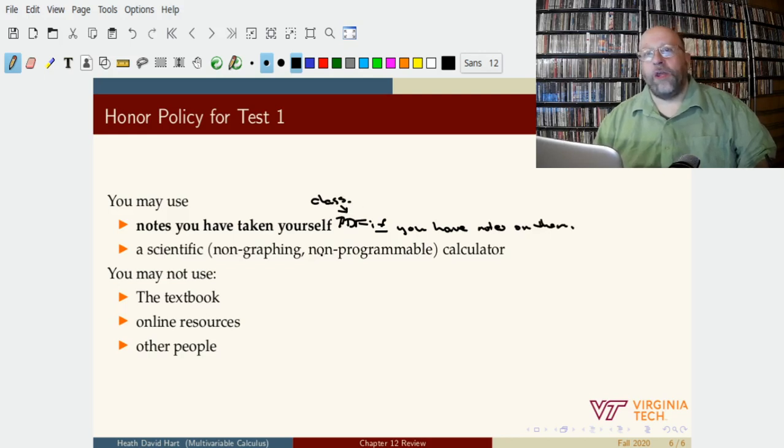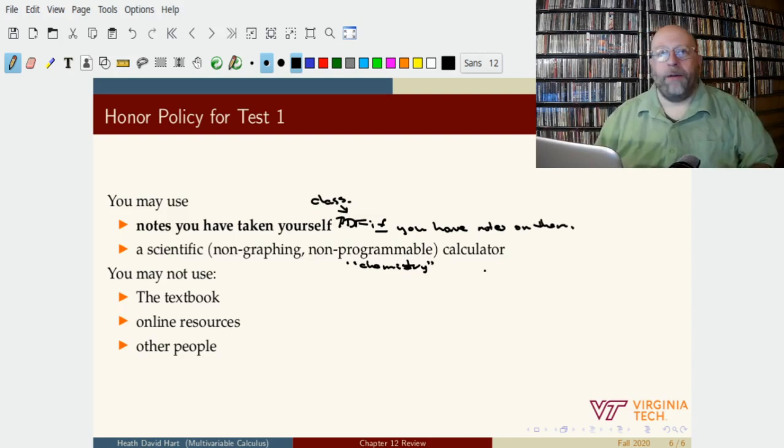You may use a scientific, non-graphing, non-programmable calculator, like the chemistry calculator, but I won't force you to use that specific brand. It has to be something comparable to a TI-30 or TI-36. Nothing that automatically does dot products and cross products and things like that for you. So any kind of scientific calculator is fair game.